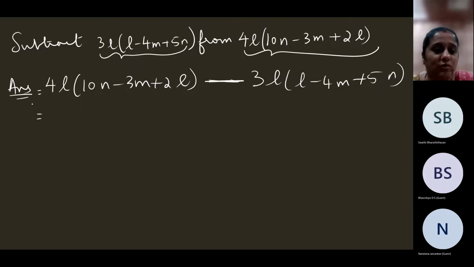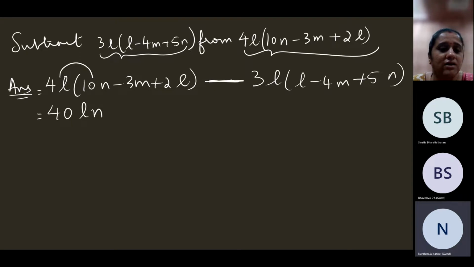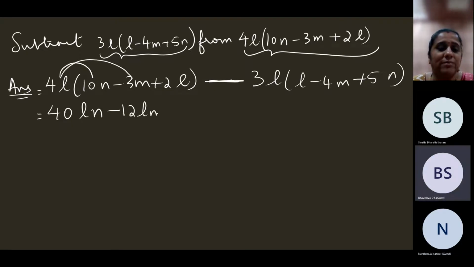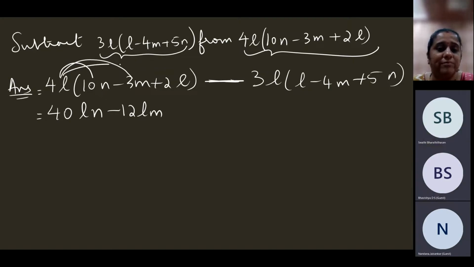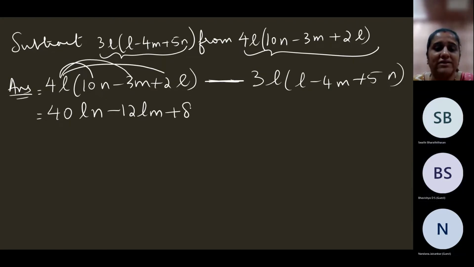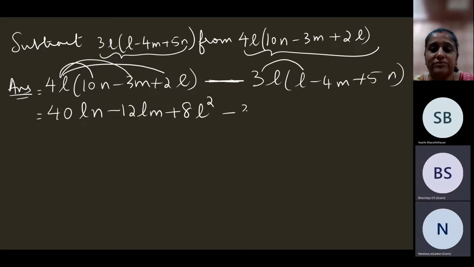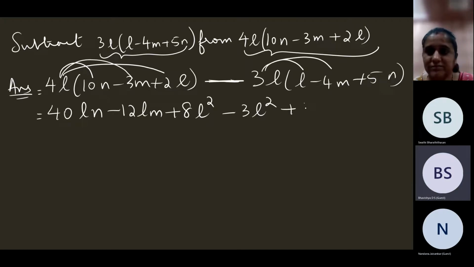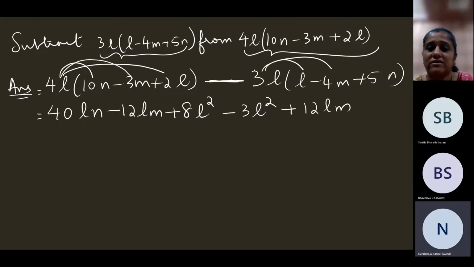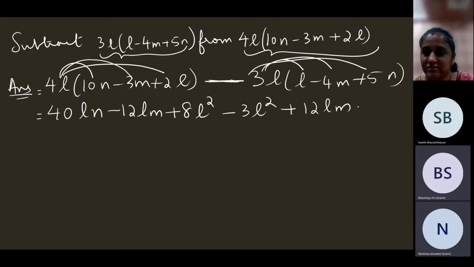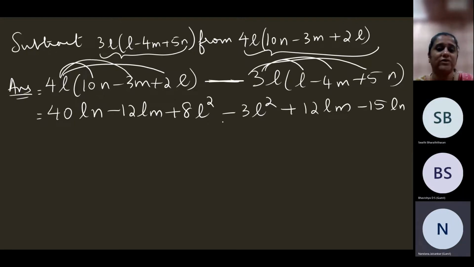Now I'm going to do it. 4L into 10N is 40 LN. Minus 4L into 3M is 12 LM, then plus 8 L square. Very good. Then minus 3L into L is 3 L square, plus 12 LM, then minus 15 LN. Very good.